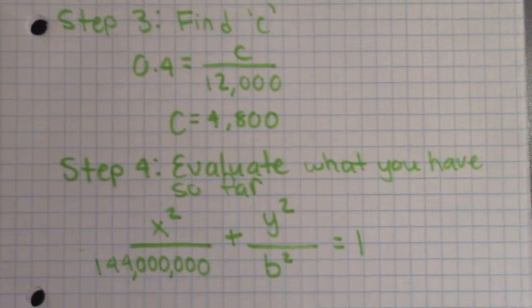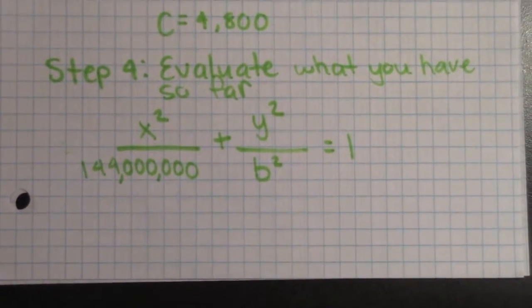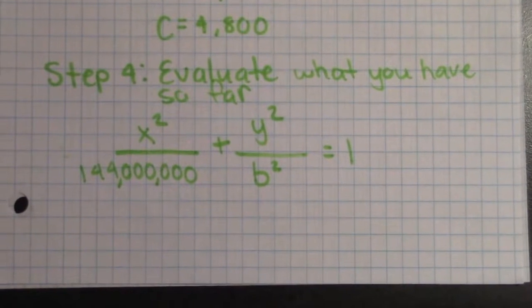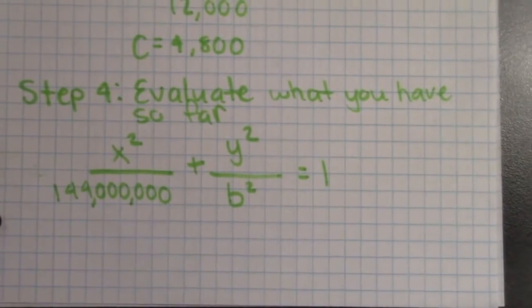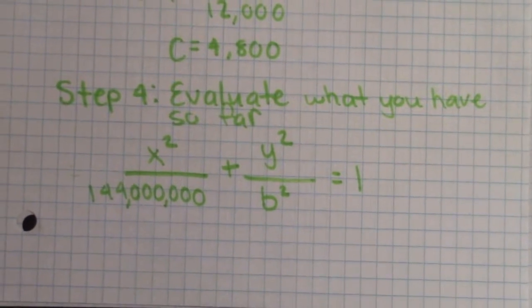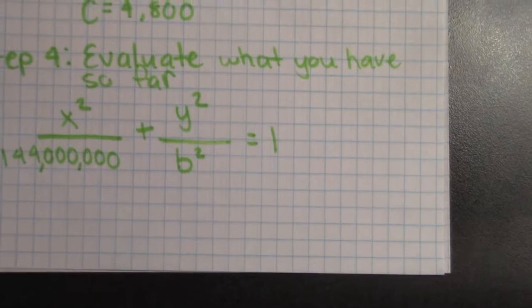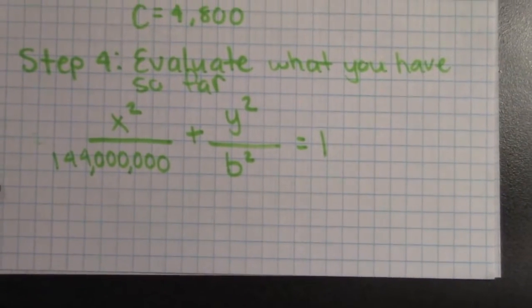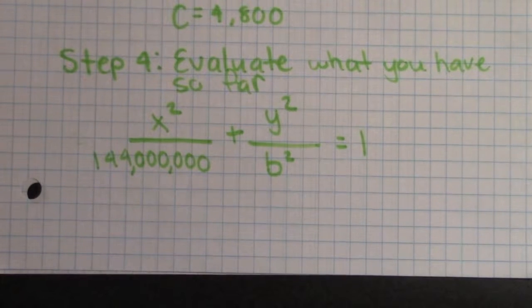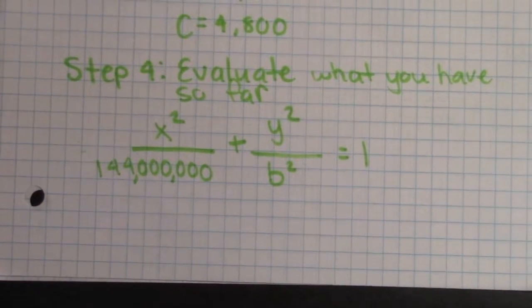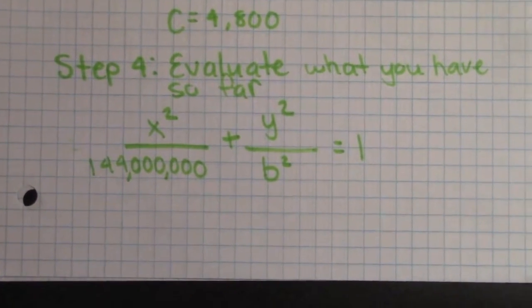So let's just take a minute to evaluate everything we have so far. Well, we know that it's going to be at the origin, so it'll just be x squared and y squared. There will be no x minus anything or y minus anything. And since we know that the foci is on the x-axis, we know that the x-axis has to be the major axis. So our x squared over 144 million plus y squared over b squared is equal to 1.